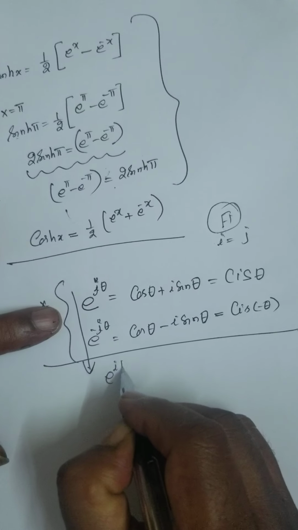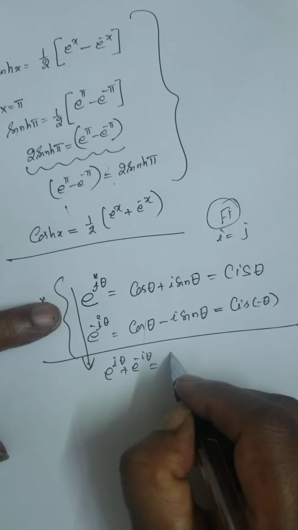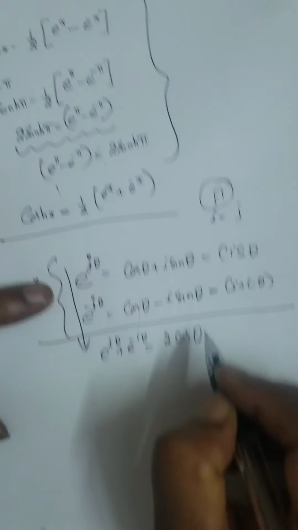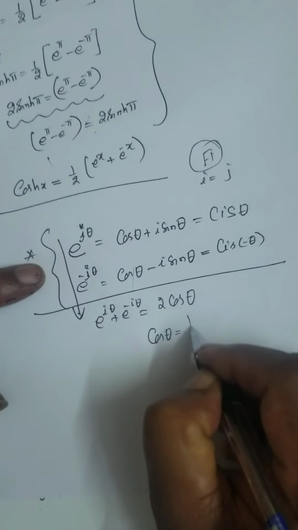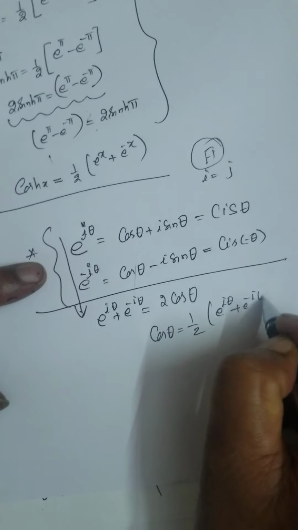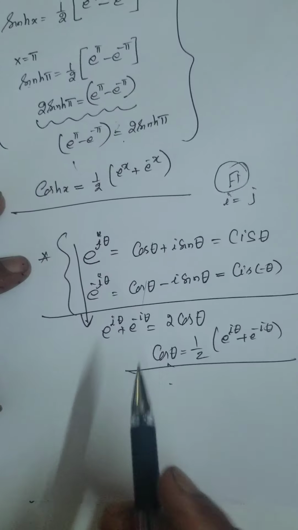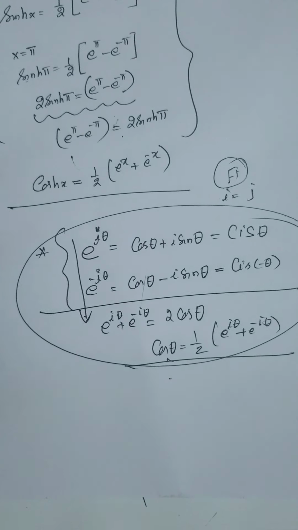E to the power of I theta plus e to the power of minus I theta is equal to, just add this, 2 cos theta. Therefore, cos theta is equal to half e to the power of I theta plus e to the power of minus I theta. Similarly, sin theta, cos theta, you can do all that. This comes in complex numbers, complex variables.